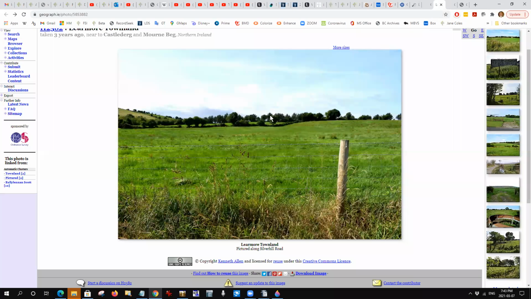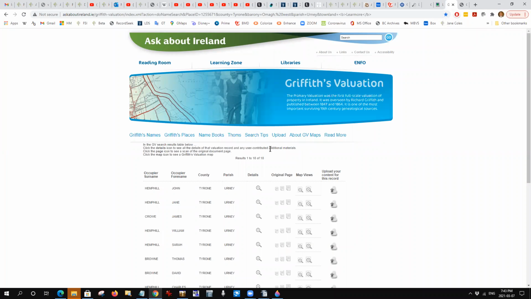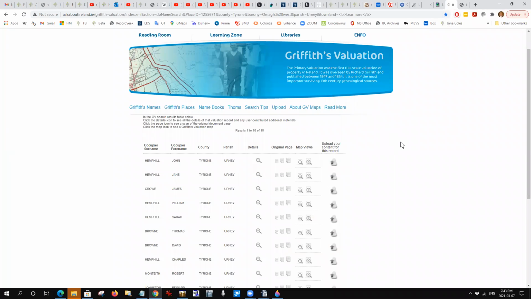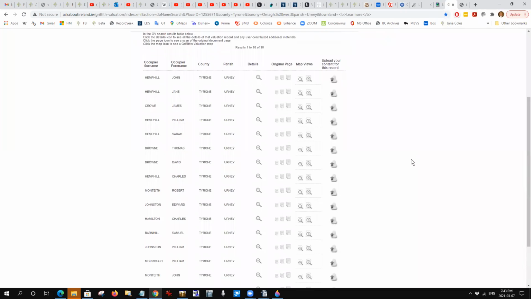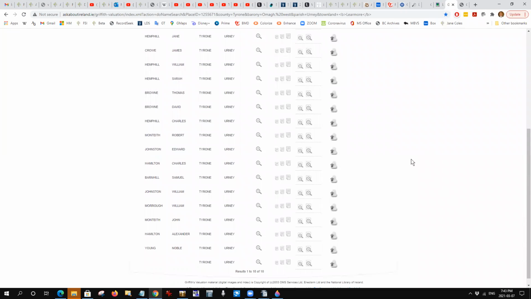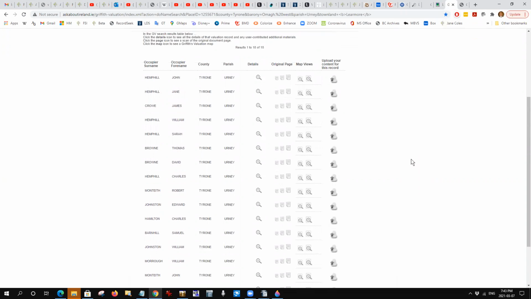so what kind of land was it? Here is a contemporary picture of Learmore townland, and it looks like pretty good farmland. When we look at Griffith's valuation, which was the big sort of tax survey of Ireland back in the day, we can see that that area of approximately a square mile supported 18 farms. And we will look at John Hemple just as an example.